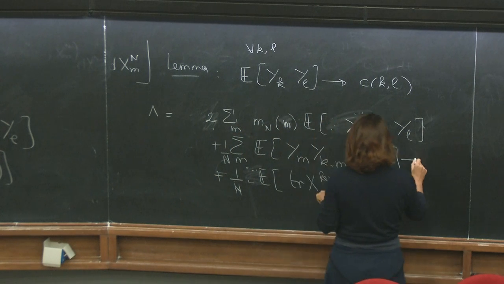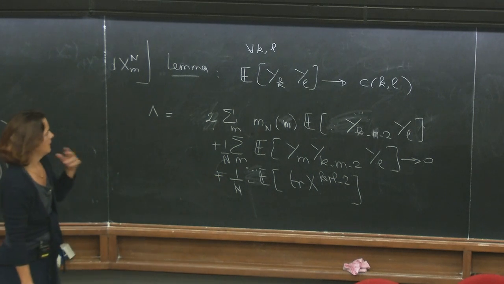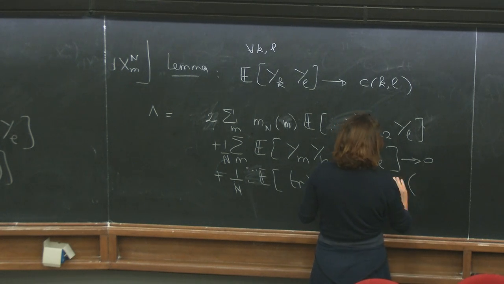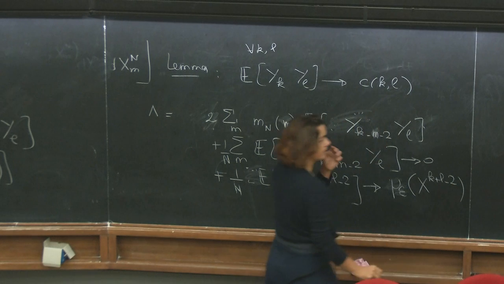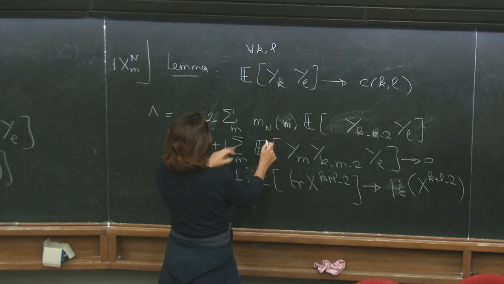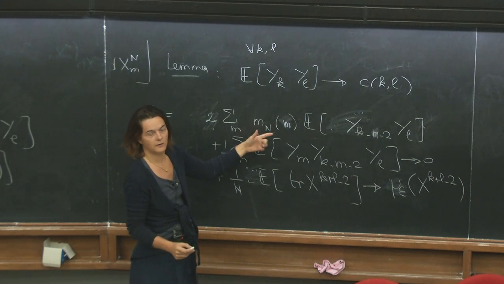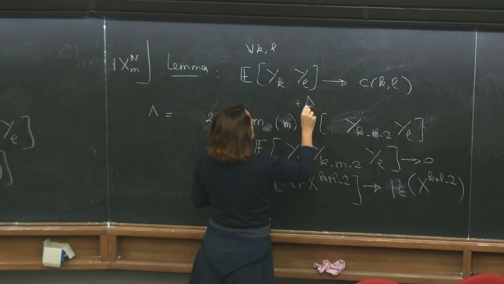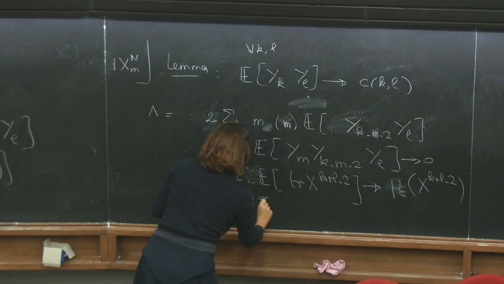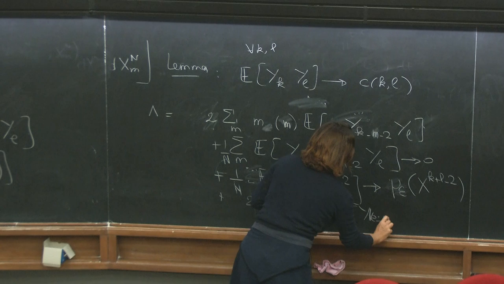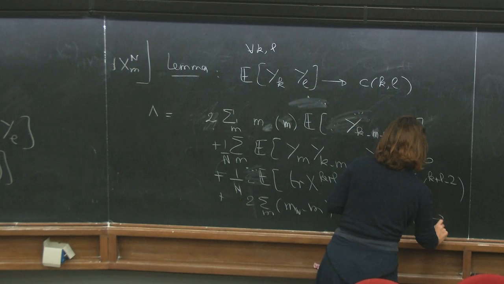So this will go to zero because I know the moments are bounded. And this I already see, this will go to what I denoted tau epsilon, or when I have only one matrix, mu epsilon of x^{k+l-2}. If I look again at the right-hand side, I can replace this by the limit, and again I will have something small. Plus delta, plus 2 sum over m of m, n minus m times this covariance. And so this will go to zero.